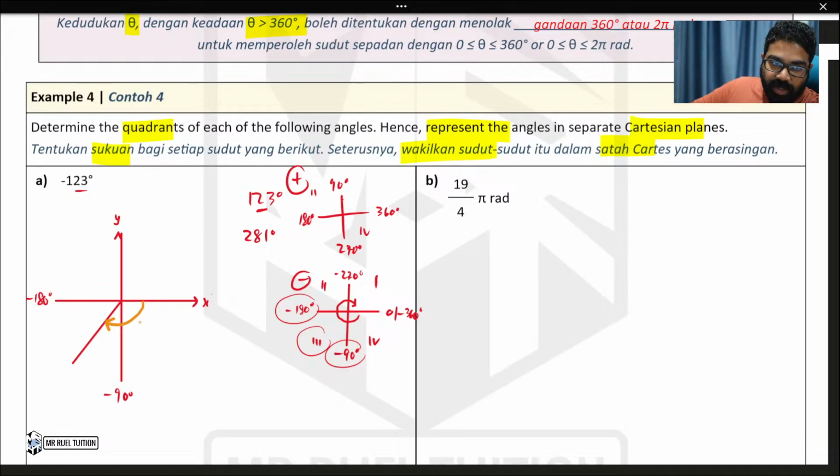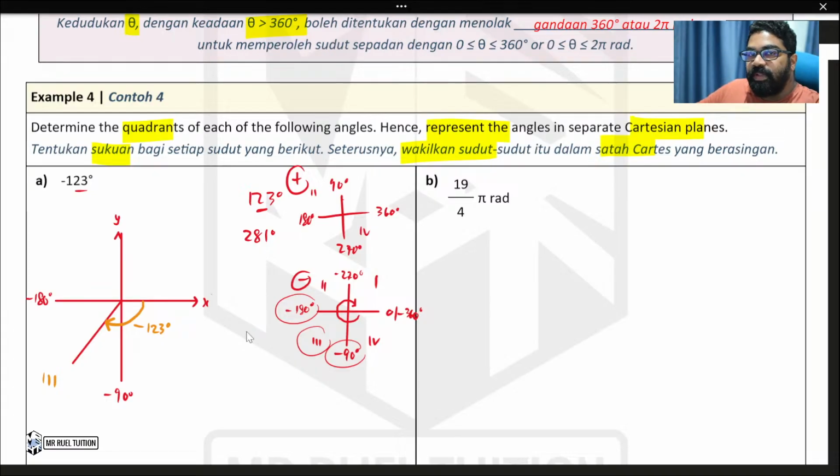Then you label the magnitude lah, 123. Okay, so this is negative 123 degrees. Ini sudut dia. This is theta. Theta is negative 123 degrees. This is the angle itself, not the magnitude lah. Sukuan 3. Like that. So this is negative angle. Kedudukan sudut negatif.